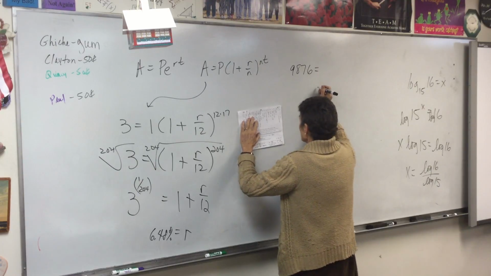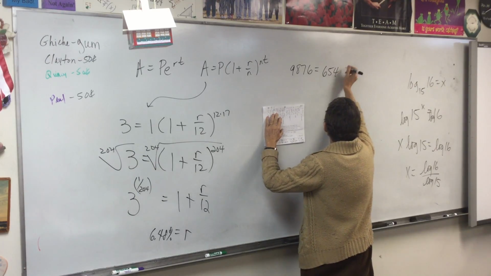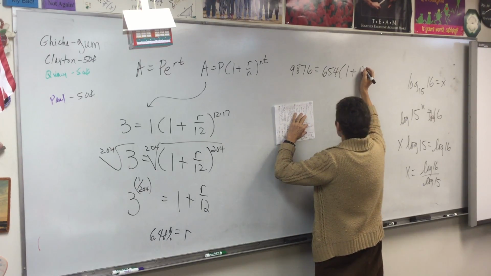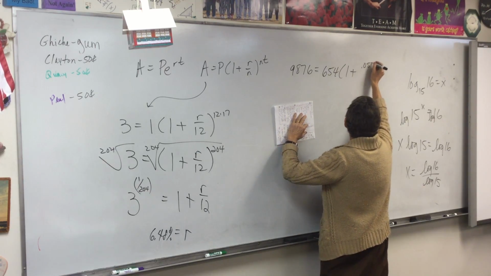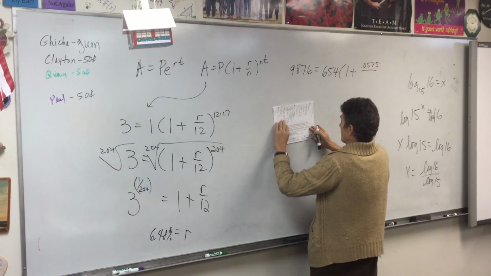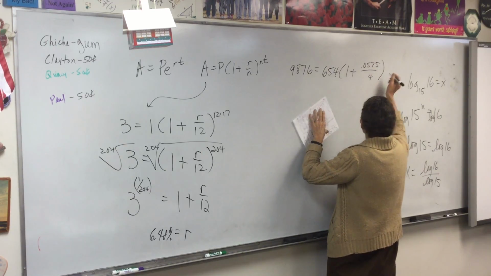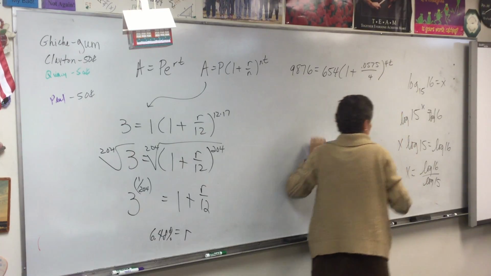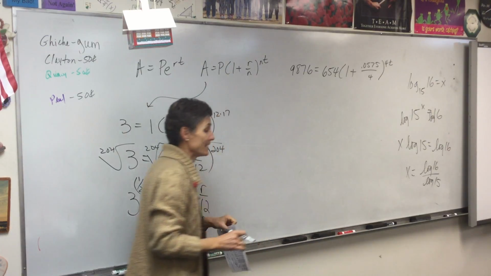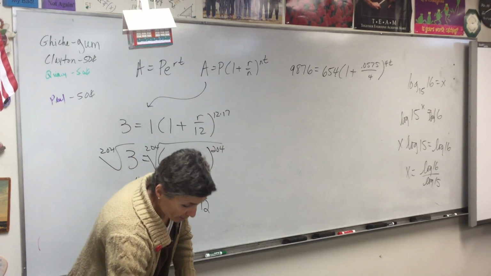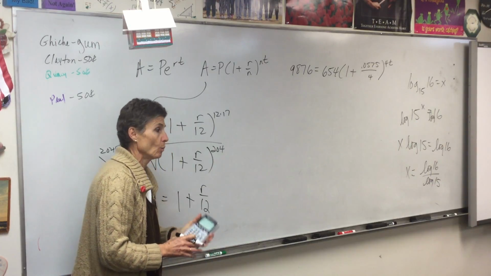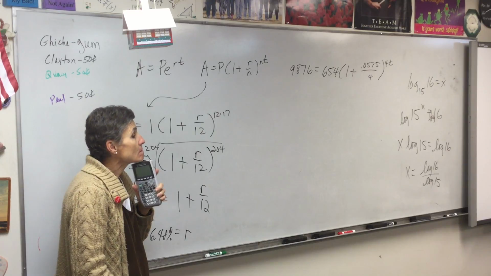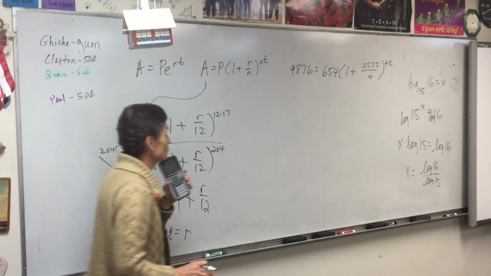9876 equals 654 times 1 plus r over 2, to the 4t. Yep, there's your unknown. How long will it take? That's t. Are we going to need logarithms this time? Oh yes. Not yet though. What has to happen first?